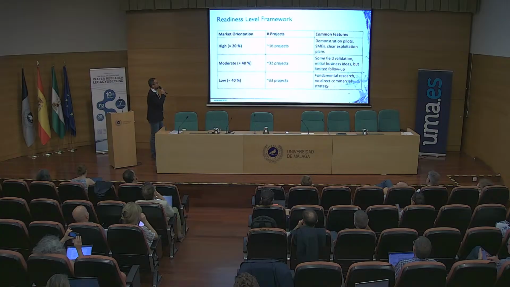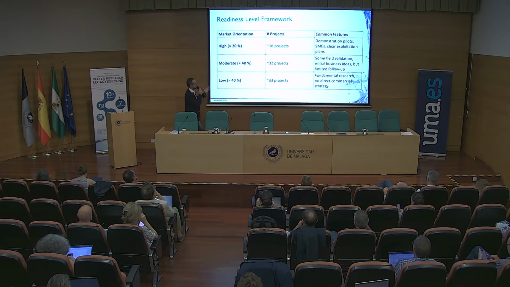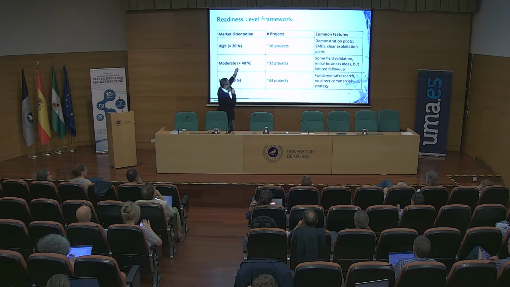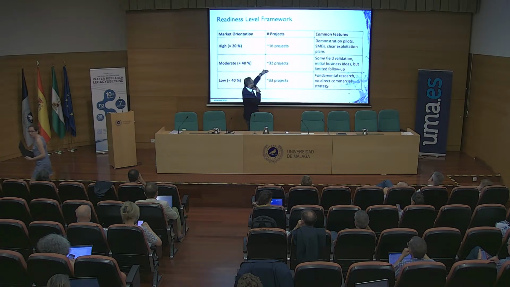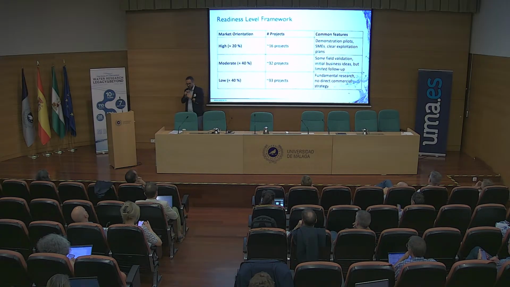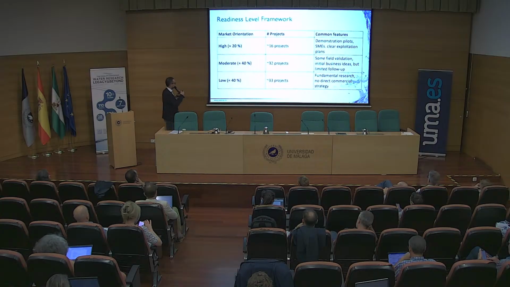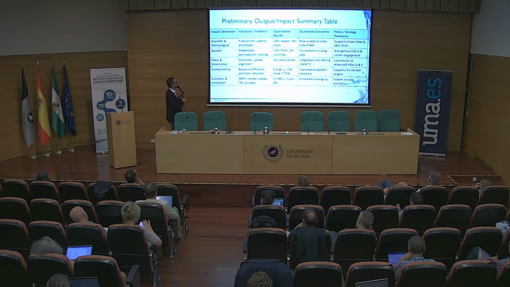What about the market orientation? Well, in terms of market orientation, of course, all the readiness levels have to be considered. We can roughly summarize these levels as high, moderate, and low, where one-third is between low and moderate. But we have about 20% that delivered a better engagement of market players with clear exploitation plans, part of the final deliverables. So this evolution was also clear in the evolution of projects.